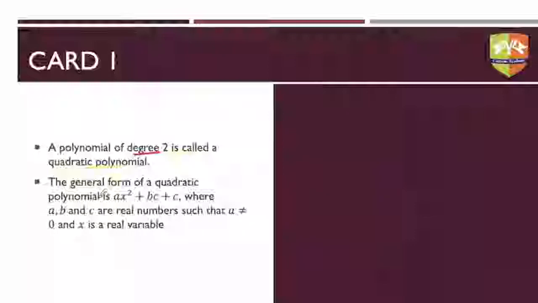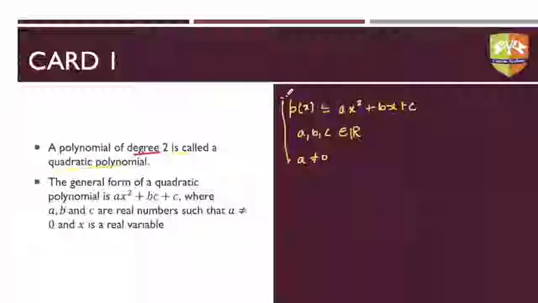The general form of a quadratic polynomial is ax² + bx + c, where a, b, c are real numbers, so a, b, and c all belong to the set of real numbers, and a cannot be zero. Why? If a becomes zero, then this polynomial is reduced to a linear polynomial. So hence, a cannot be zero. This is the definition of a quadratic polynomial.